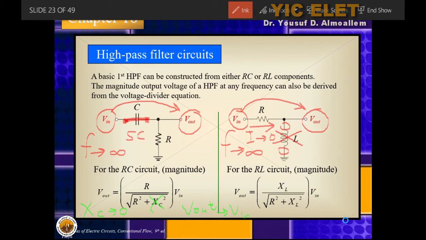And similarly here, when this becomes too large, when the frequency goes to infinity, XL becomes too large. So in this case, this will be negligible. We can neglect this. So in that scenario, similar again, V out will be approaching V in.